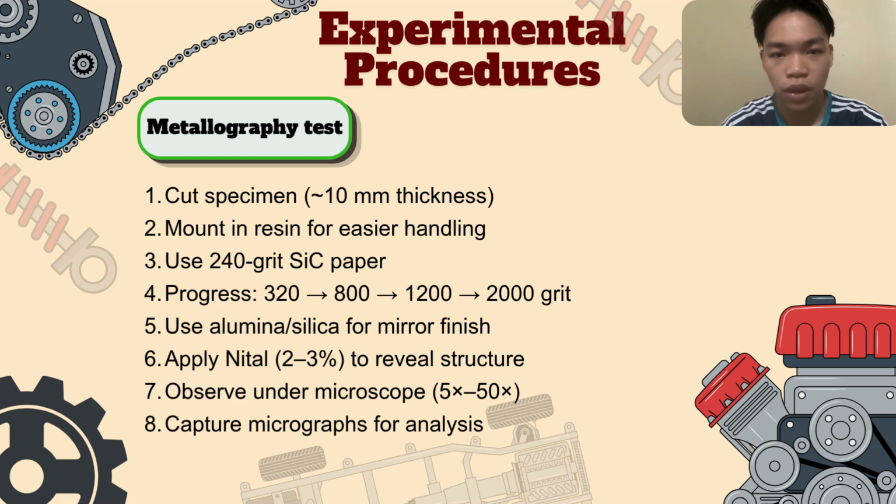Then, to achieve a reflective mirror finish, we use alumina or silica polishing suspensions. Once polished, we apply nital at about 2 to 3% concentration. This etching step is critical as it reacts with the surface to reveal the underlying grain boundaries and phases.